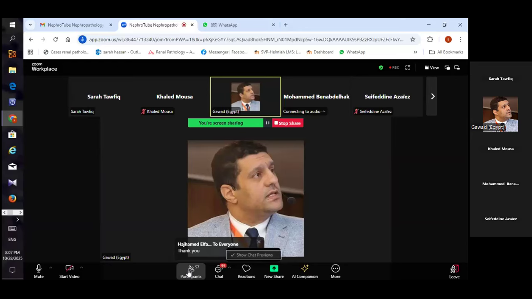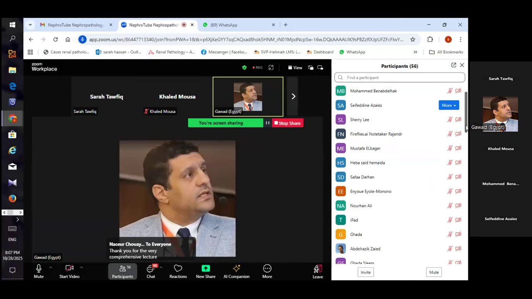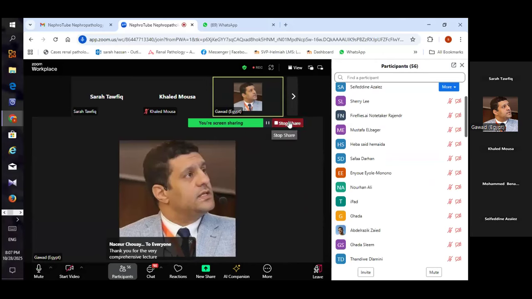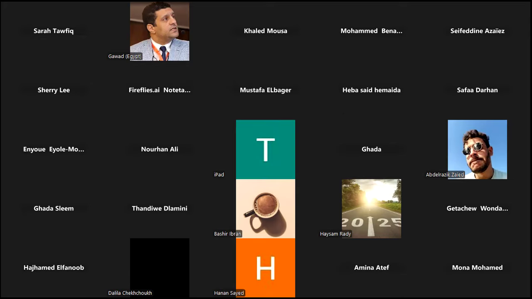We have questions. Can you take questions, Sarah? Okay. When comparing the thickness of the glomerular basement membrane, which tubule should be compared, the distal tubule or the proximal tubule? Actually, what is more abundant near the glomerular basement membrane are the proximal tubules, which are more abundant in the cortex.